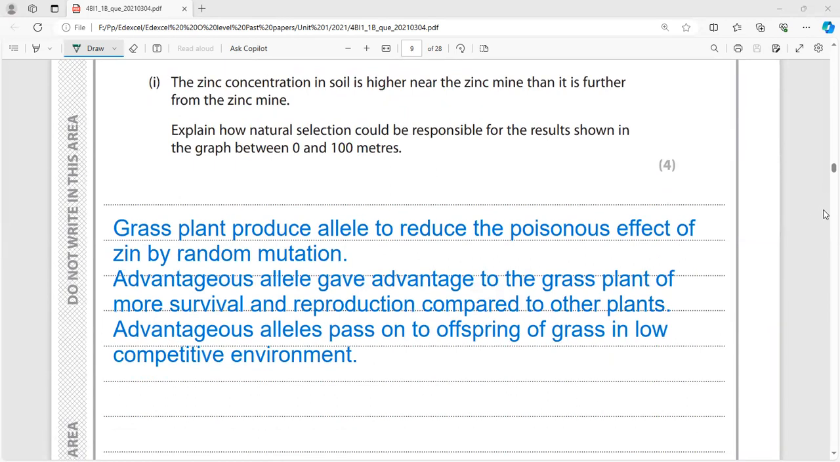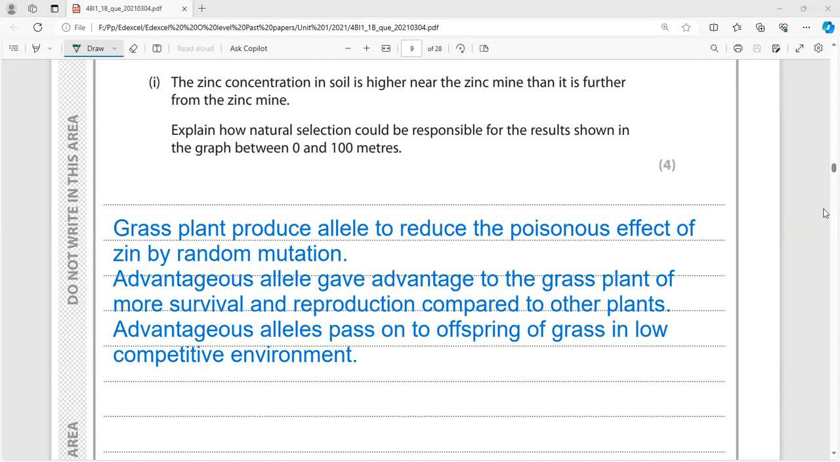You need to explain here how this plant got adjusted to zinc poison. The grass plant produces an allele to reduce the poisonous effect of zinc by random mutation. As a result of random mutation, first, the grass plant produces a certain type of allele. Now this allele is producing an enzyme which breaks down the poison produced by zinc, or the poisonous effect of the zinc. So that's why it is an advantageous character.